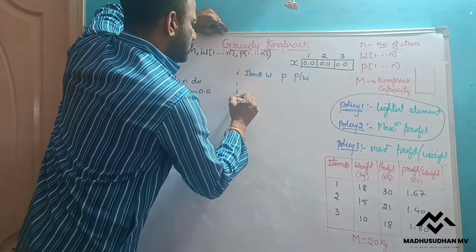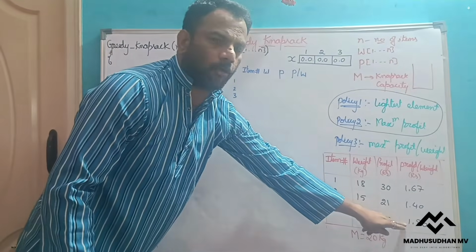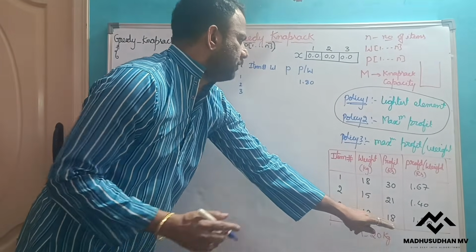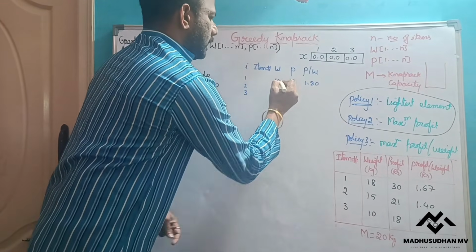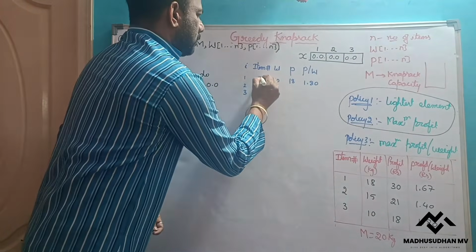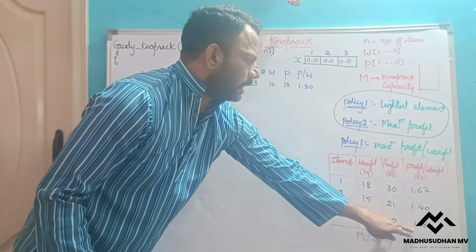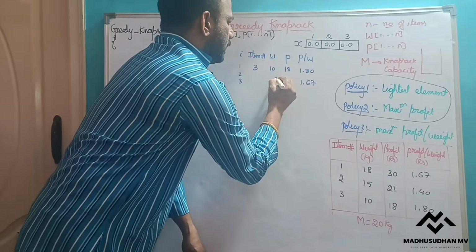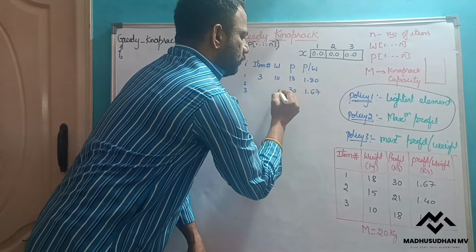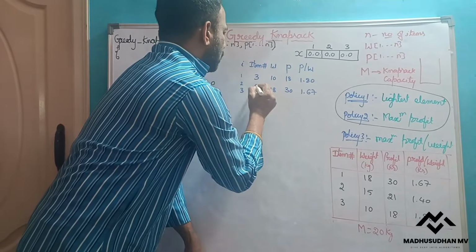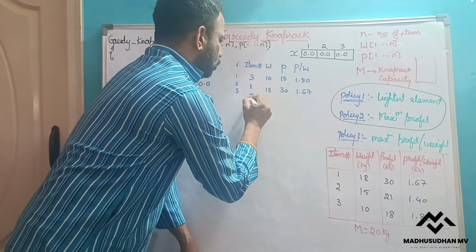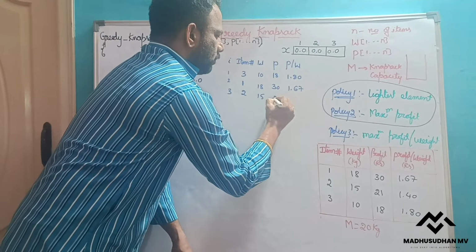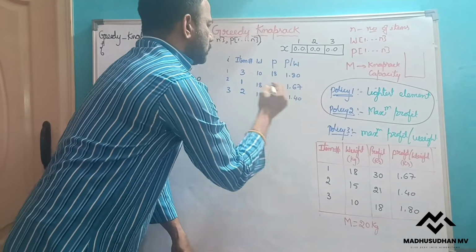So 1, 2, 3. Now, which is the maximum? 1.80, whose profit is 18 and whose weight is 10, and that item number is 3. Next maximum is 1.67, whose profit is 30 and whose weight is 18, and this is item number 1. And this is item number 2: 15 kg, 21 rupees profit, and it's 1.40.